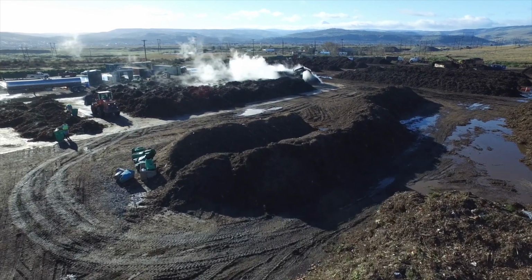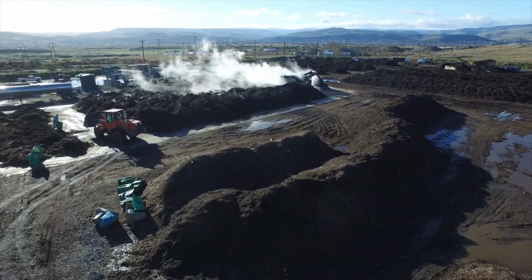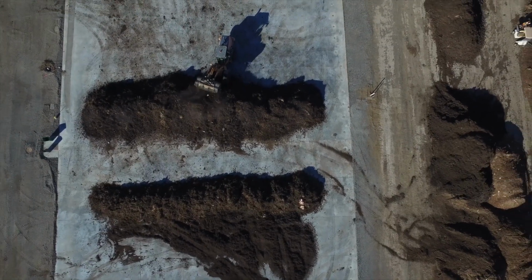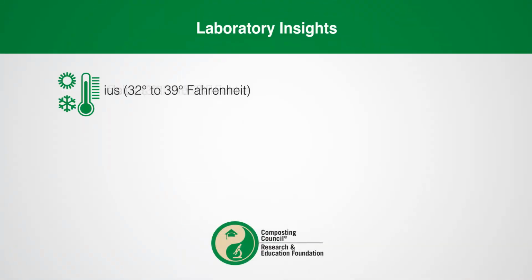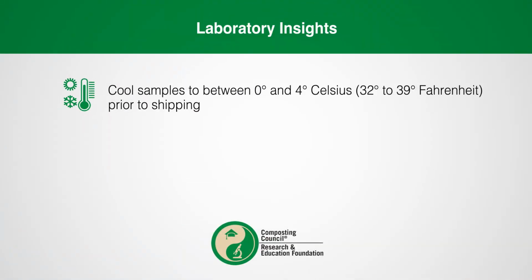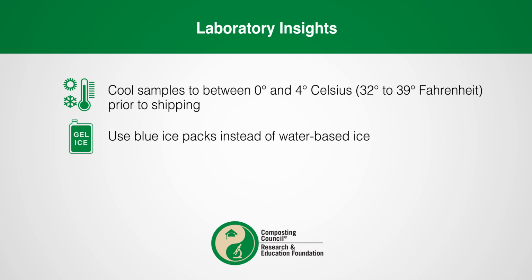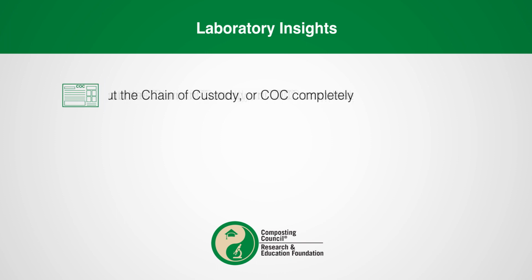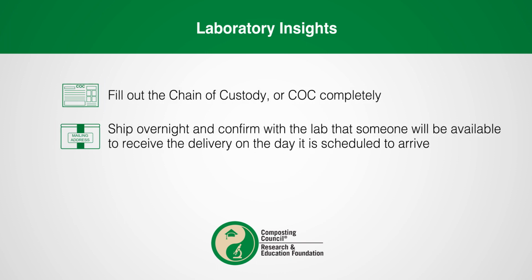As a brief reminder of compost sampling issues often encountered by compost analytical labs, elaborated in part 1 of this video series, please remember the following. Cool samples to between 0 and 4 degrees Celsius or 32 to 39 degrees Fahrenheit prior to shipping. Use blue ice packs instead of water-based ice. Confirm the sample size required by the lab for analysis prior to making the composite sample. Fill out the chain of custody or COC completely. Ship overnight and confirm with the lab that someone will be available to receive the delivery on the day it is scheduled to arrive.